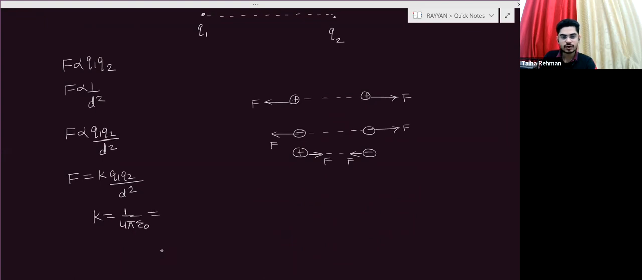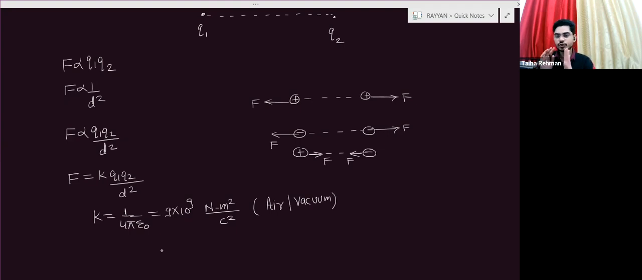Okay, and this is equal to 9 into 10 to the power 9 Newton meter square per coulomb square, and this value is valid when the charges are separated in air or vacuum.